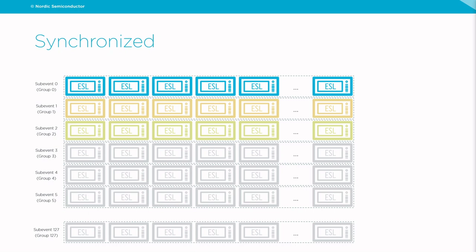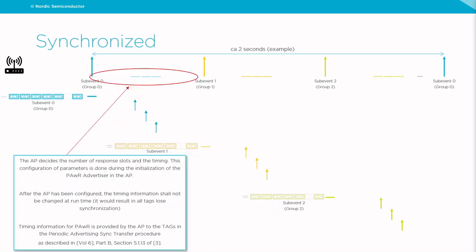The synchronized state is the most important one. This is where all the magic happens. This is where the tag is leveraging PAwR to receive commands and send the response back. The tags will spend most of their lifetime in this state. So let's say that we have several tags that are in the group 0, the first group. These tags are in synchronized state and subscribed to subevent 0.